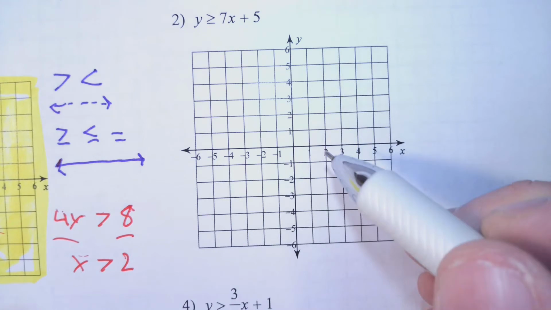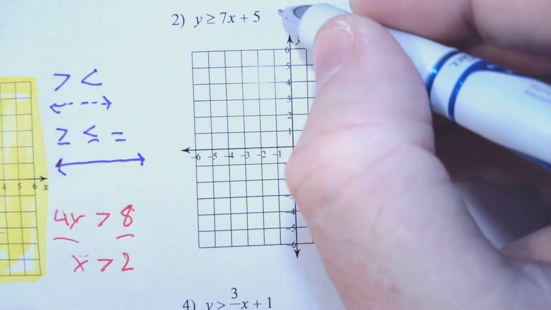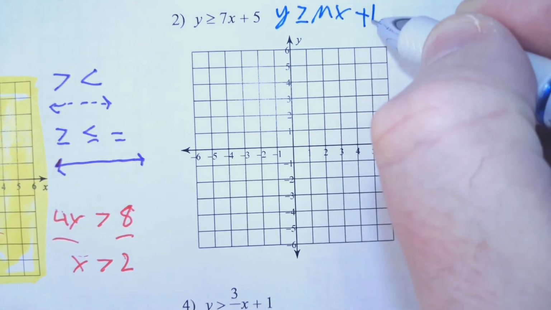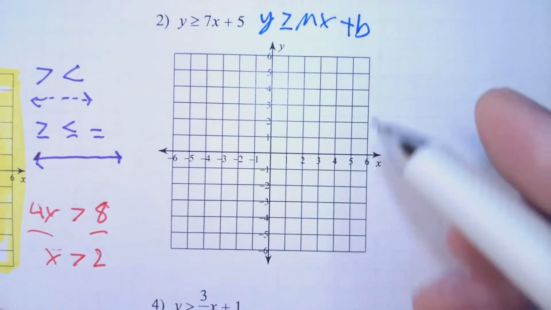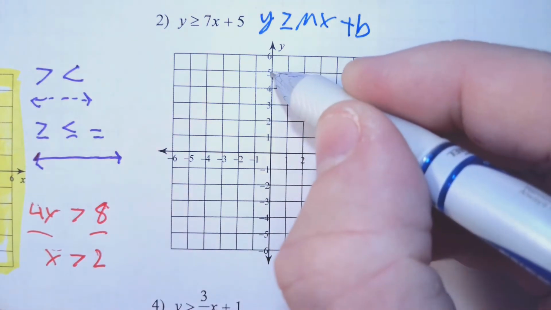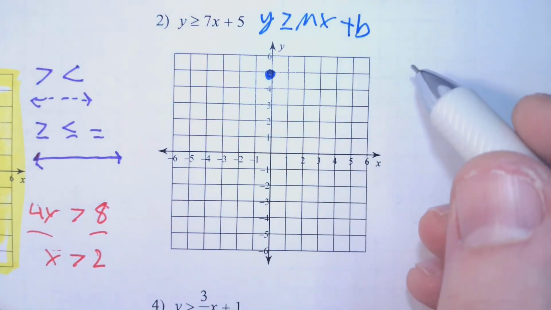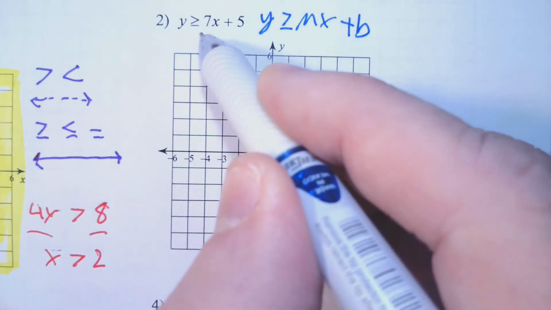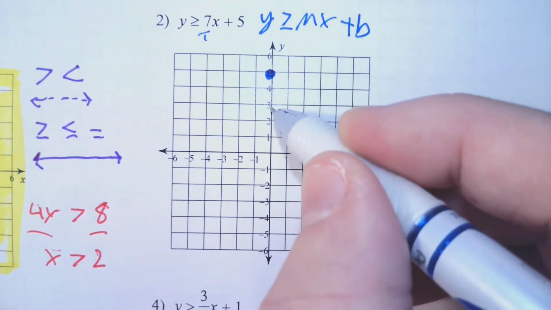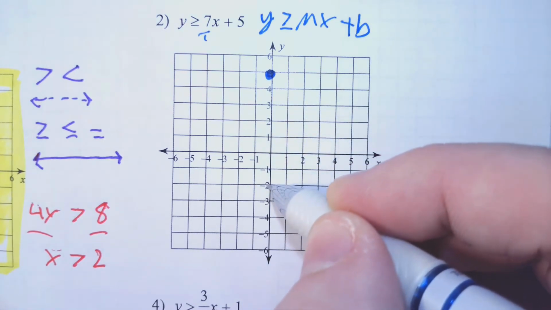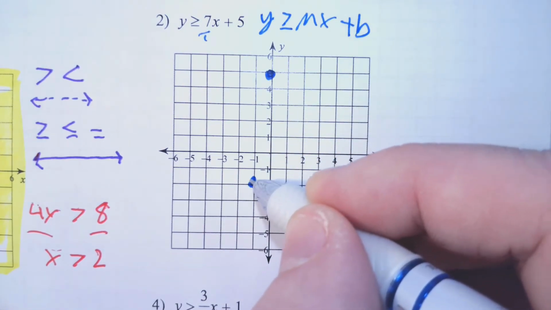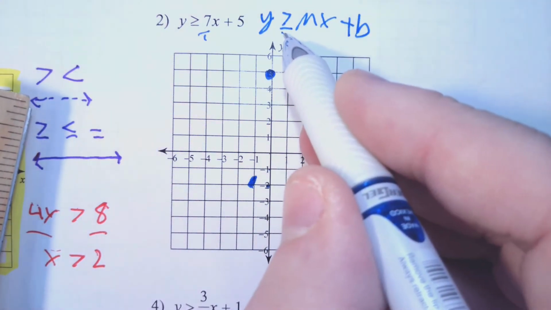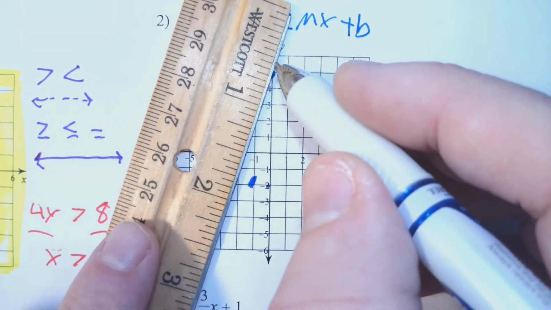Okay. So again, on this one, it still works like this. y equals mx plus b. So we're going to start on 5. And there's no way I can count up 7 and over 1. So I'm going to go down 7 and over 1, positive slope. And because of that greater than or equal to, I am going to do the solid line.